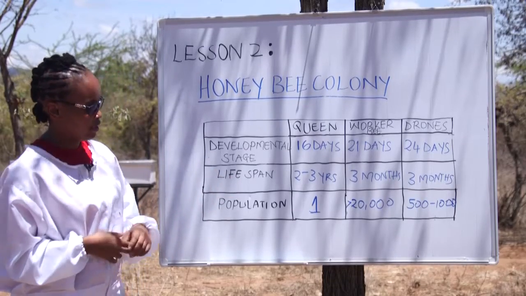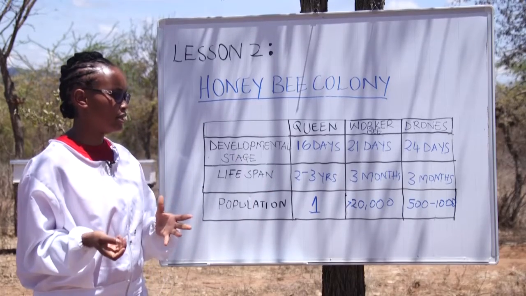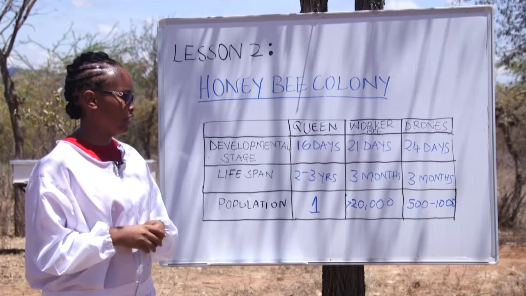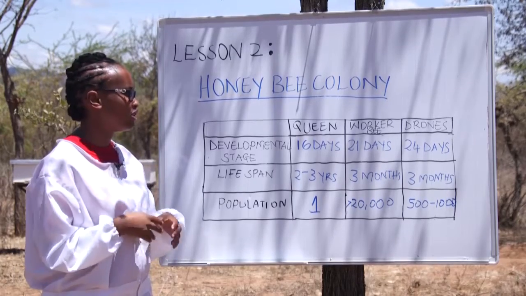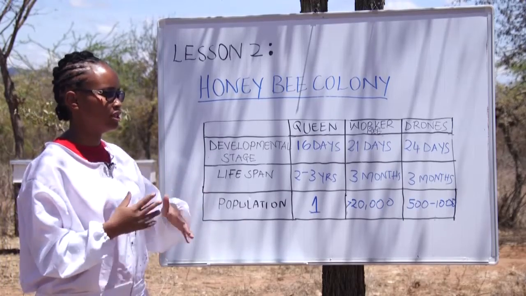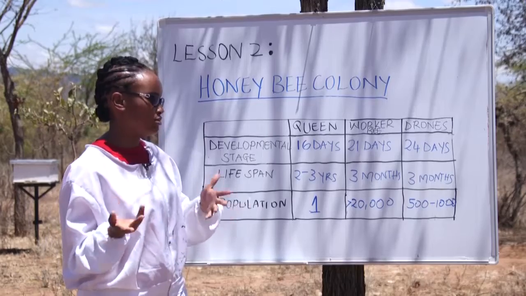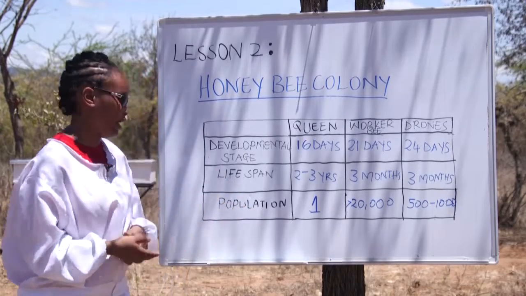The drones' developmental stage is 24 days. They can also live 3 months. In areas where there's snow or winter, they're usually chased away from the hive just before winter begins, because they will not have any use for them until the next year. There can be a couple hundred drones in a colony at a time.